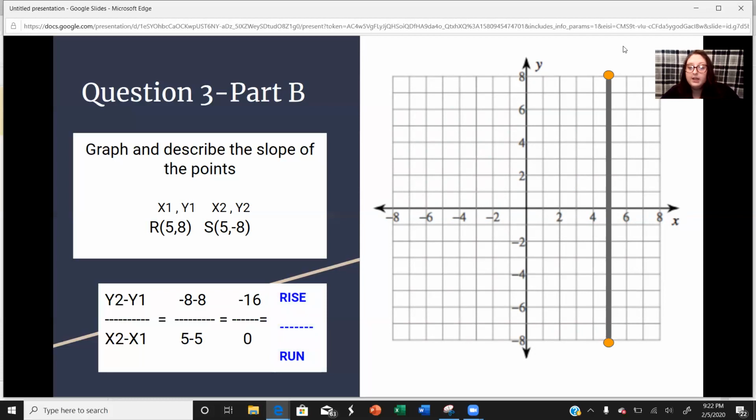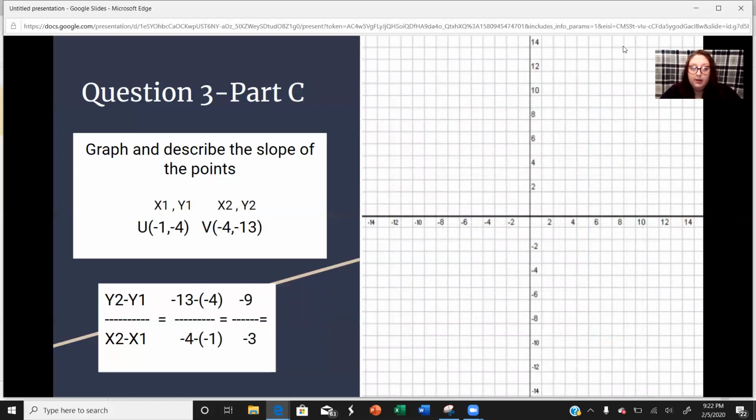So our rise is negative 16, which means we're going to fall because it's negative. So we should go down 16 points. And our run is 0, so we're not going to go anywhere. So we've done this correctly because it is a straight line.